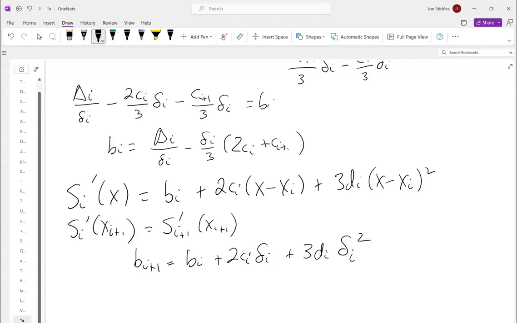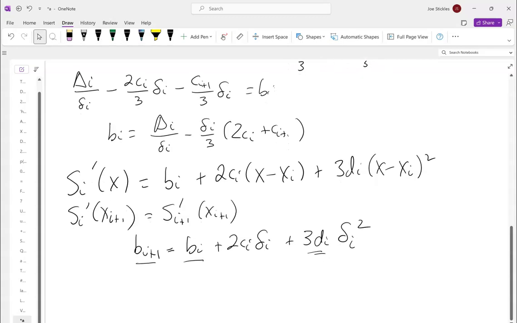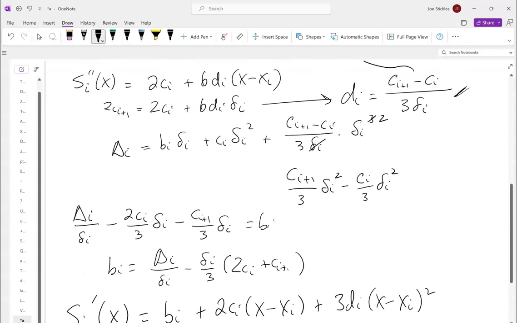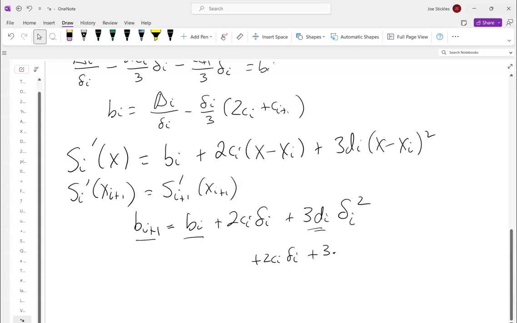All right. So let's start plugging some things in here so that we can get equations now, right? I've got an expression for the B's in terms of the C's, and we have an expression for the D's in terms of the C's, right? Okay. So let me work from right to left, actually. D sub I, let me scroll back up. This was our expression for the D sub I here, right? So we'll get C sub I plus 1 minus C sub I over 3 little delta sub I times little delta sub I squared there.